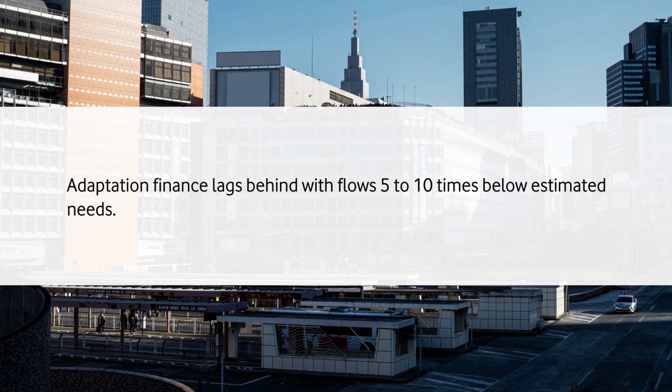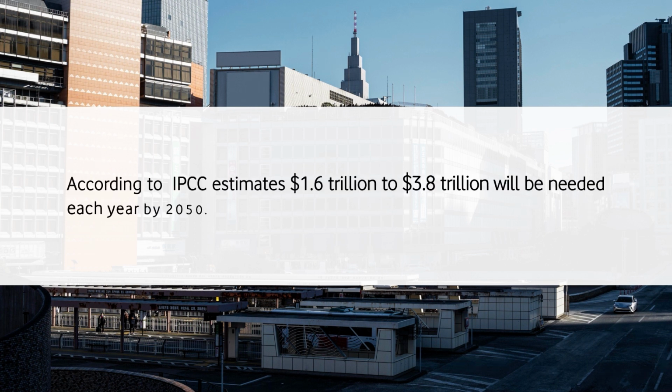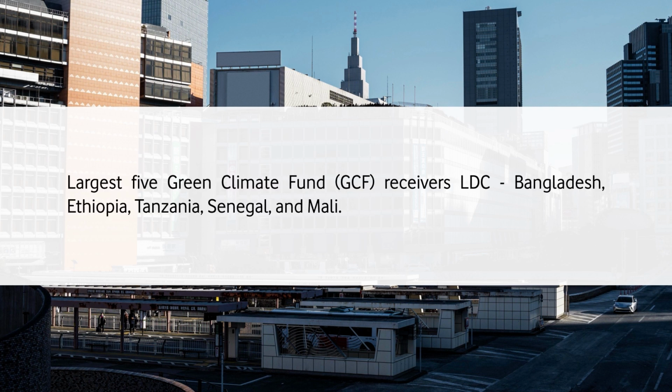However, adaptation finance still lags behind, with flows 5 to 10 times below the estimated needs. According to IPCC estimates, 1.6 trillion US dollars to 3.8 trillion US dollars will be needed each year by 2050 for climate mitigation. The top 5 countries which have received the Green Climate Fund from the developed nations include Bangladesh, Ethiopia, Tanzania, Senegal and Mali.